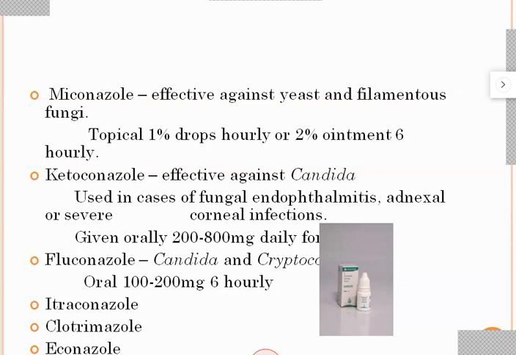And the other one is ketoconazole. It is effective against Candida. It is used in case of fungal endophthalmitis, adnexal, or severe corneal infections. It is given orally, 200 to 800 milligrams daily. And fluconazole is effective against Candida and cryptococcal infections. It is used by the oral route, 100 to 200 milligrams. Other available drugs are itraconazole, clotrimazole, econazole.